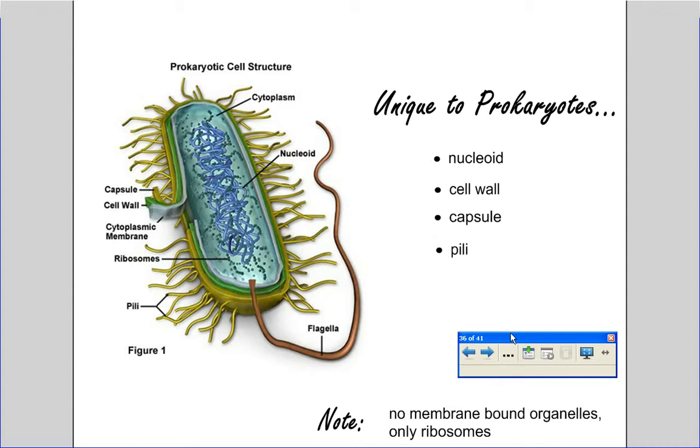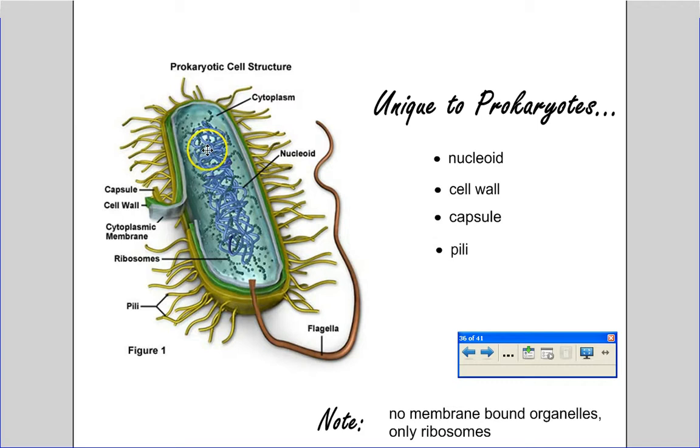But the thing they have in common is that they're all prokaryotes. So that means that they don't have a nucleus. They're very simple in structure. They don't have complex organelles. They don't have membrane-bound organelles. They're smaller than eukaryotic cells. And so we're going to look at a typical prokaryotic cell.